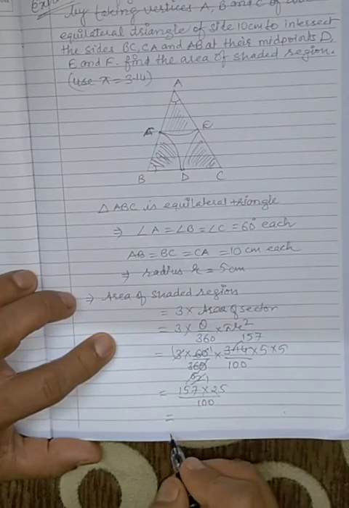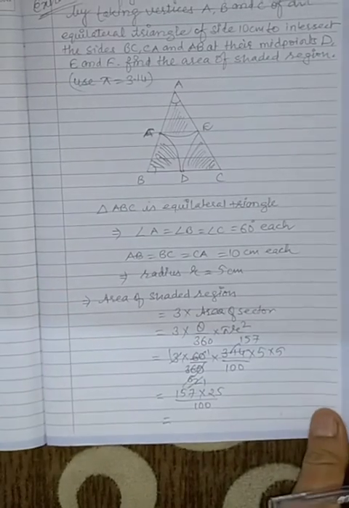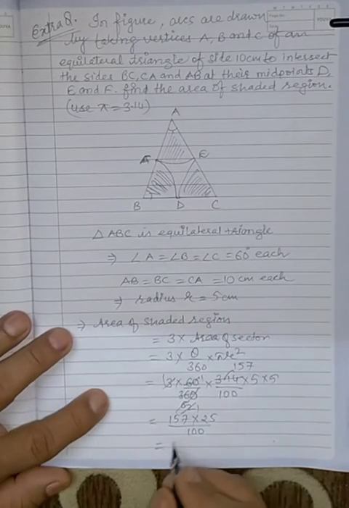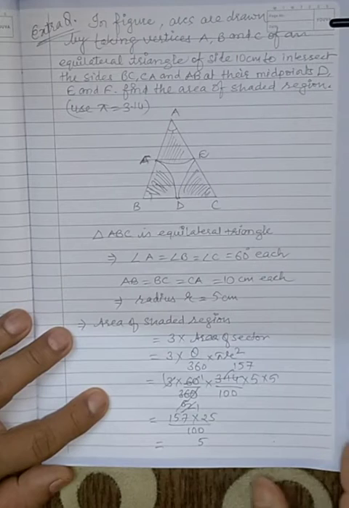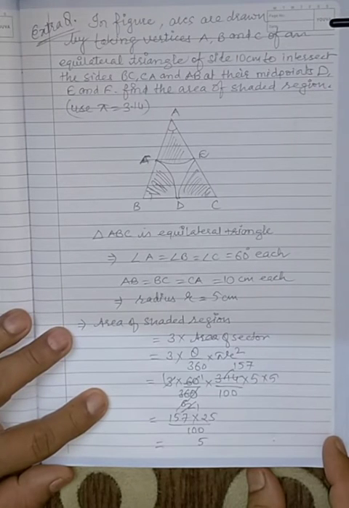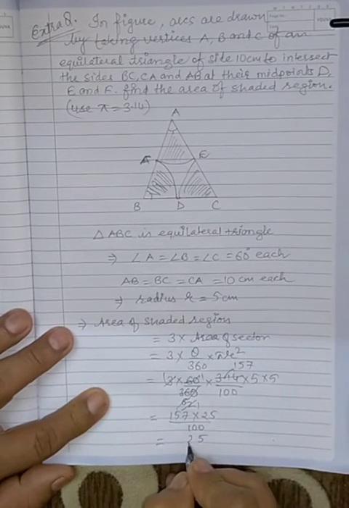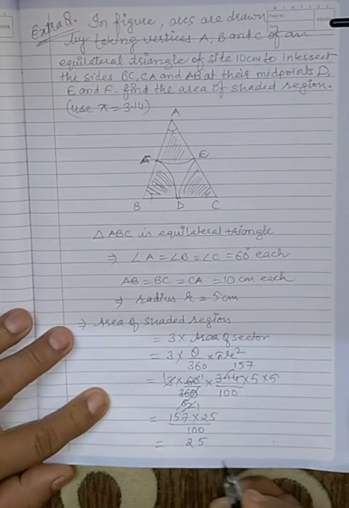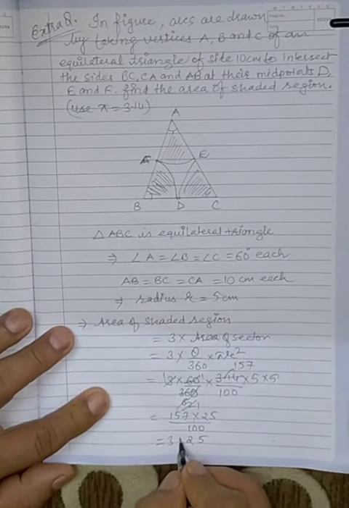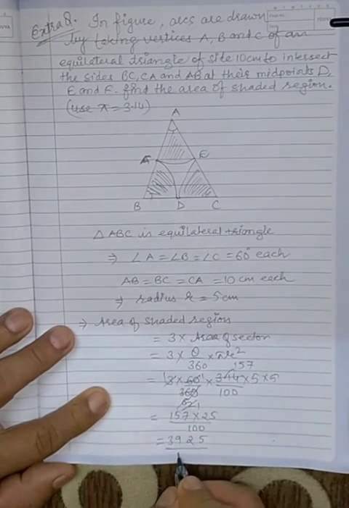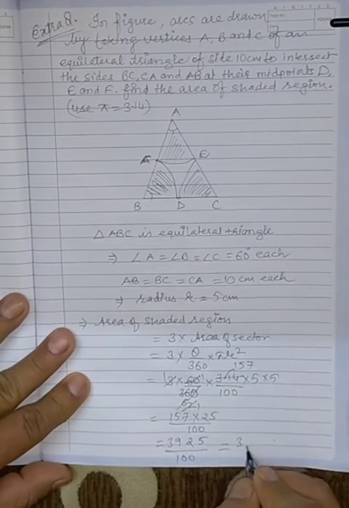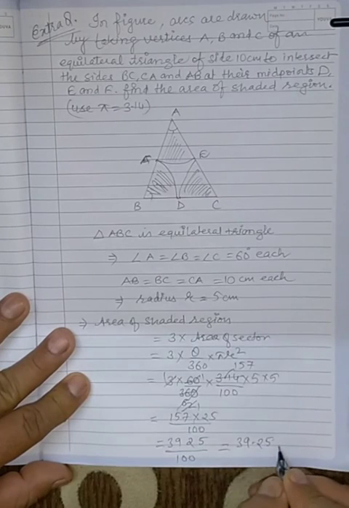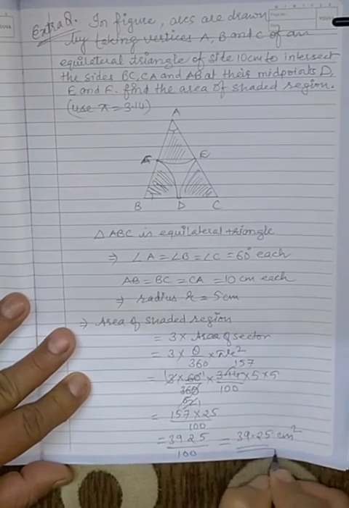So let us multiply 157 into 25. 25 sevens are 175. It is 17 carried. 25 fives are 125 and plus 17 is 142. 25 ones are 25 plus 14 is 39 upon 100. So the area of the shaded region is equal to 39.25 centimeter square.